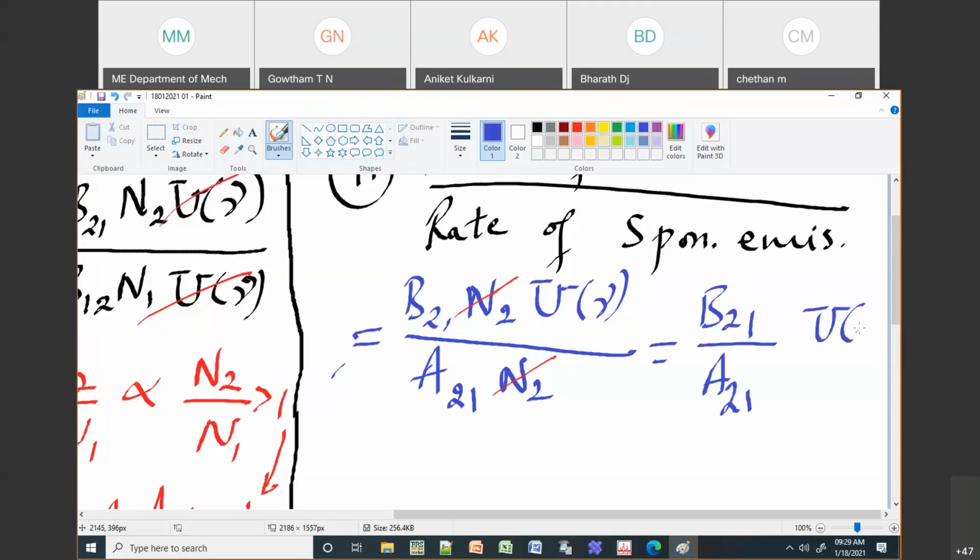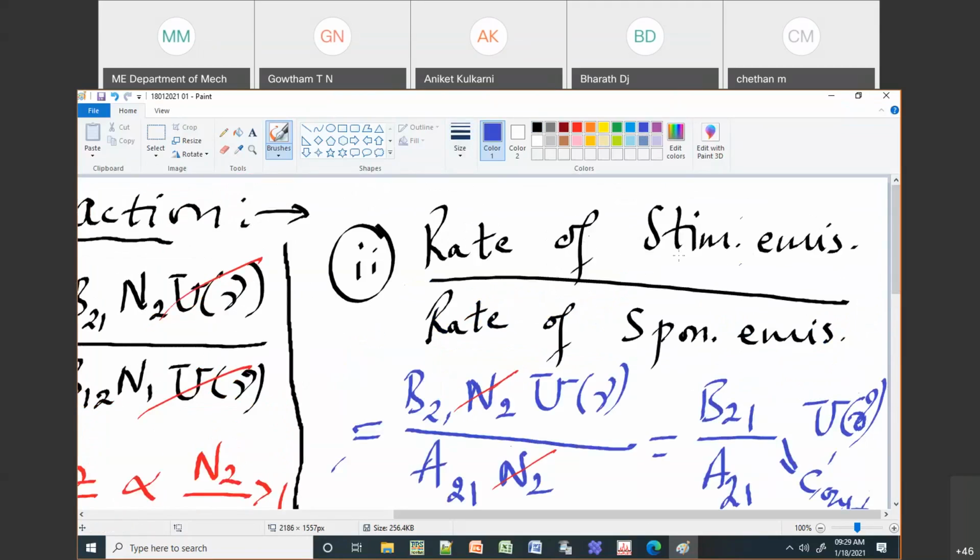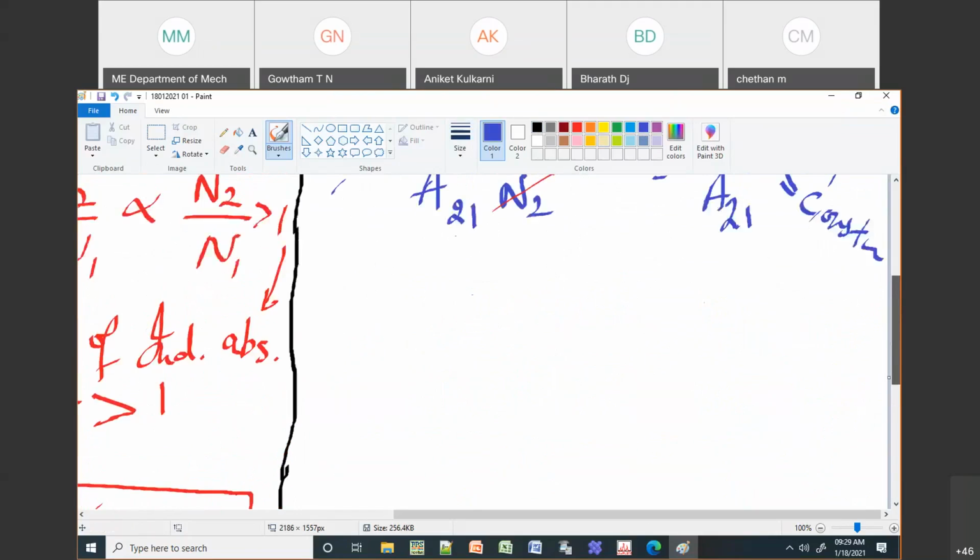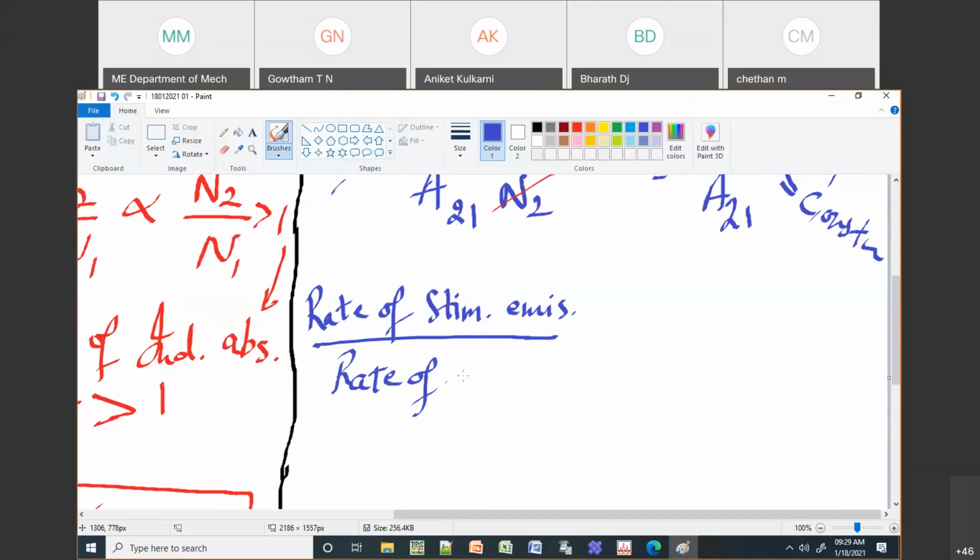Again, B21 by A21 is almost a constant. So in that case, the rate of stimulated emission by the rate of spontaneous emission is directly proportional to U of nu.